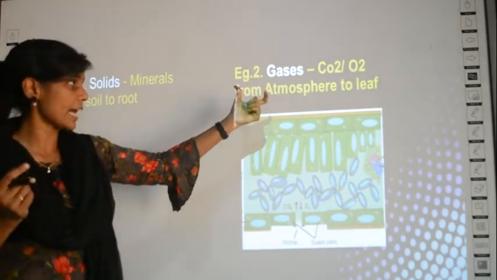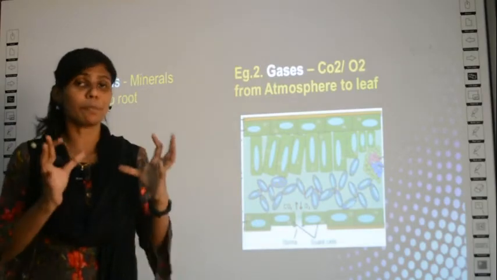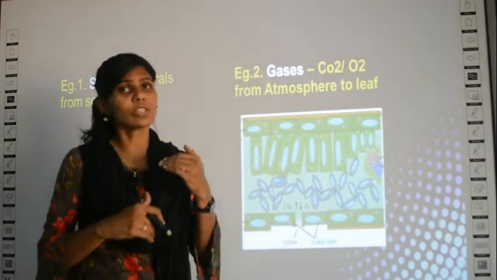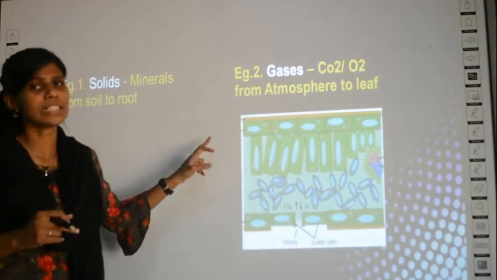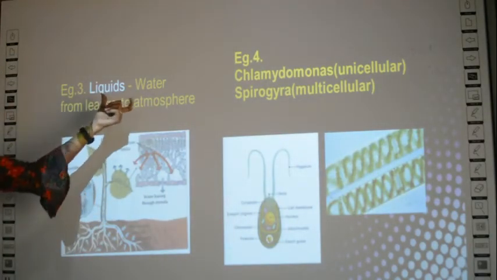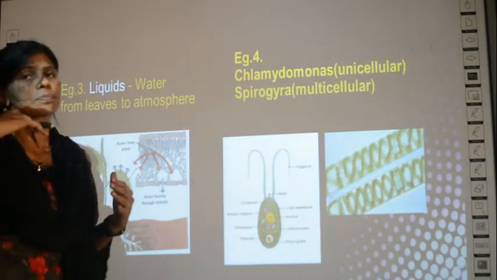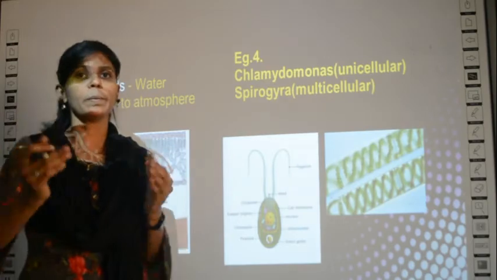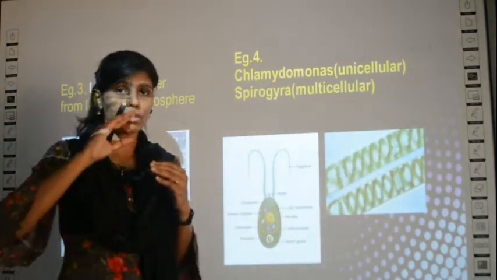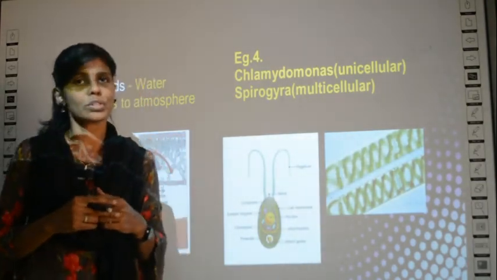Then for diffusion of gases, movement of carbon dioxide or oxygen from the atmosphere to the leaves. Suppose the atmosphere has more concentration of carbon dioxide or oxygen, and there is less concentration inside the plant, that is also an example of diffusion. The third example is diffusion of liquids, water moving from the leaves to the atmosphere. If the atmosphere has less humidity or water vapor, and the plant has more water, then the movement of water through transpiration from the plant, that is from the higher concentration to the lower concentration, is also an example of diffusion.